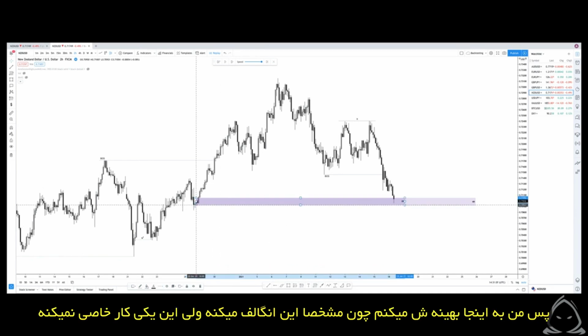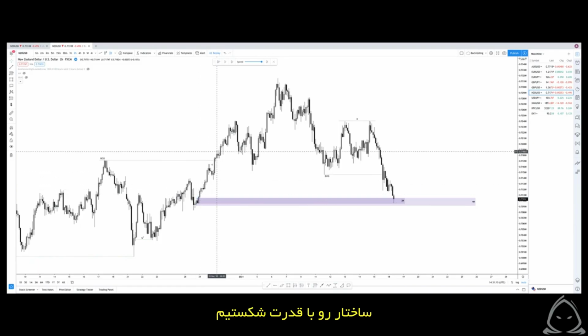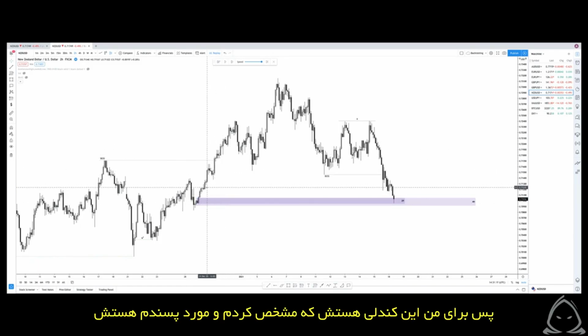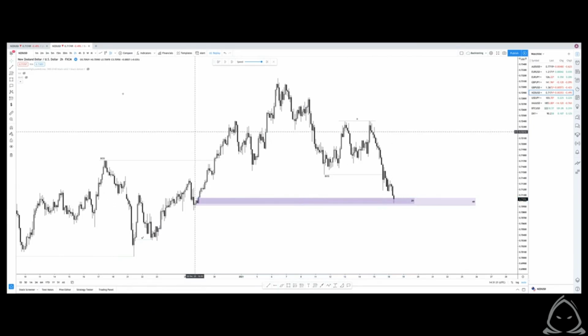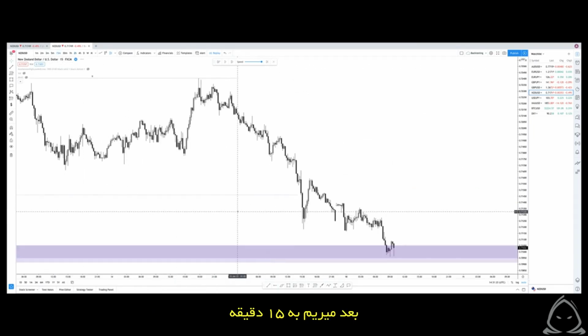So I would have refined it to this one here, because obviously this one engulfs, then this one doesn't really do anything, then we get the engulfer, then we break structure with aggression. So for me, this is the candle that I've highlighted that I'd be interested in. So then drop into the 15-minute.